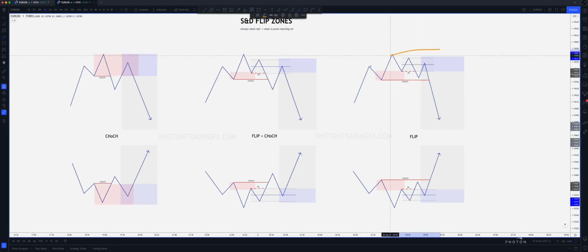Now, the final one we're going to look at is a bit more aggressive. So this is your A+ setup. This is the best. This one is a bit more aggressive because we only have the flip. You can see here, this is only a flip. This is only a chalk. But this is obviously both of them. Pretty simple stuff.